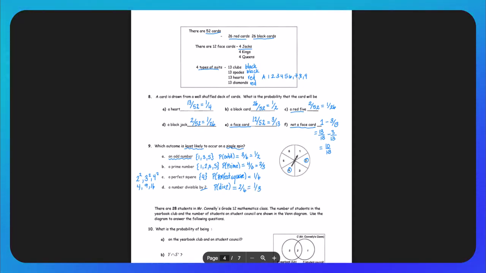But the question is asking which is least likely to occur. Now, it's harder to compare probabilities when they have different bases, like 1/2, 2/3, 1/6, 1/3. So we're going to look at the numbers that have the 6 as the base, because whichever has the smallest numerator is going to have the smallest probability. And that would be the probability of the perfect square, because it has a probability of 1/6 where the others are 2 or higher. So the probability of the perfect square is the least likely to occur.